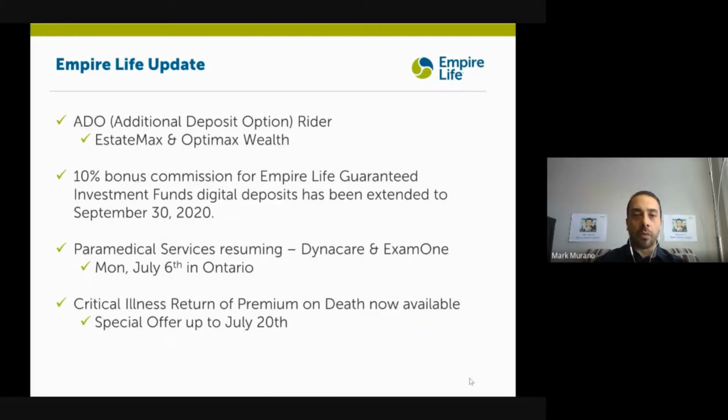Previous updates: ADO, of course, 10% bonus commission for seg fund deposits up to December 30th. Take advantage of a little extra incentive there. Paramedical services, as of yesterday, are back up and running. There will be a delay, there will be a backlog, but we are getting closer to a new normal. So that's wonderful. And if you have any in-force CI policies with us, take advantage of the ROP on death, no underwriting offer available to July 20th. Now there's a new simplified form available.